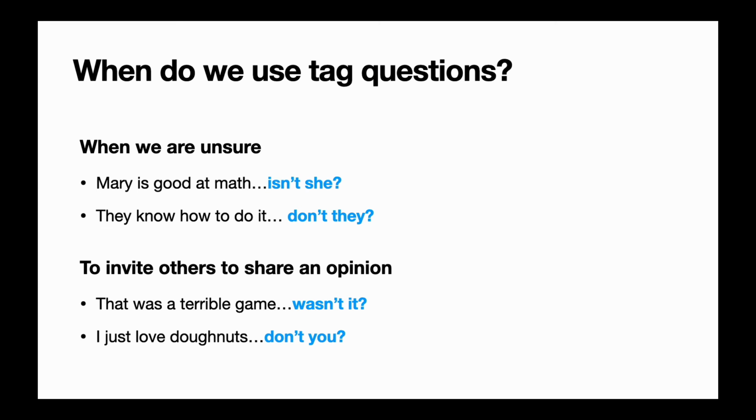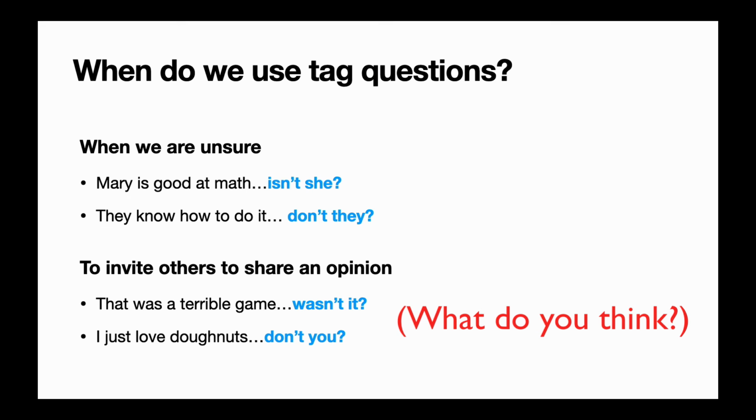So you're saying, I think Mary is good at math, but you're asking the person to confirm it, to also agree with you. Secondly, we can also use tag questions when we want to invite others to share an opinion. That means we want to know what other people think. So I can give my opinion, that was a terrible game, and ask someone else, well, what did you think of the game? So that was a terrible game, wasn't it?